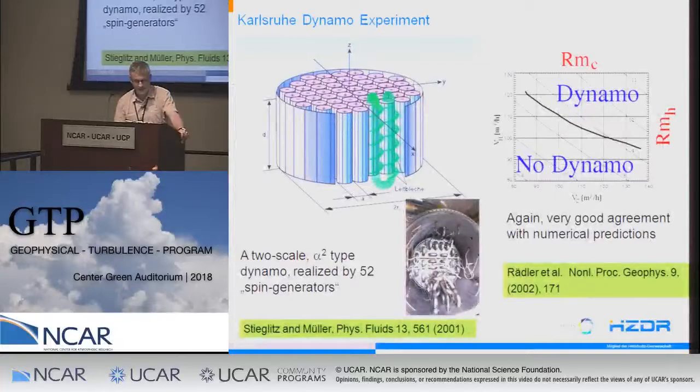At the same time, the Karlsruhe experiment became operative. This relies on the concept of a 2-scale dynamo, a sort of alpha squared dynamo, if you like, and it was realized by taking 52 little spin generators, letting a sodium flow go through. What the people observed in Karlsruhe, which was also simulated by Karl-Heinz Rädler and other people, is that depending on the horizontal and axial velocity component, you get a nice dynamo or no dynamo.